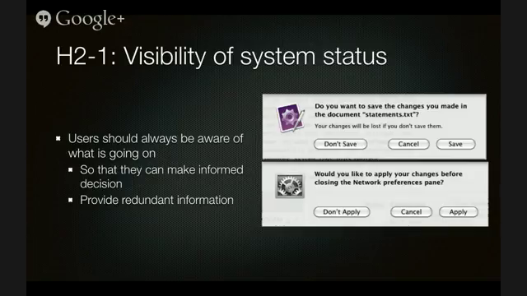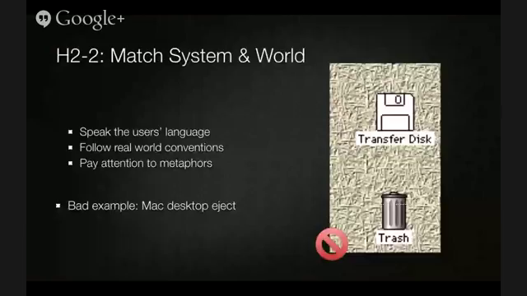H22, match system and world. So this is the heuristic that goes with metaphor and mapping. So if you understood the metaphor and mapping lecture, you're good. And again, you get these bad examples where to eject the disk, you drag the disk to the trash can. That's not how the real world works. And so that's just an example of bad metaphor, which is the sort of thing that you would expect your experts to catch as they're going through and doing their heuristic evaluation.